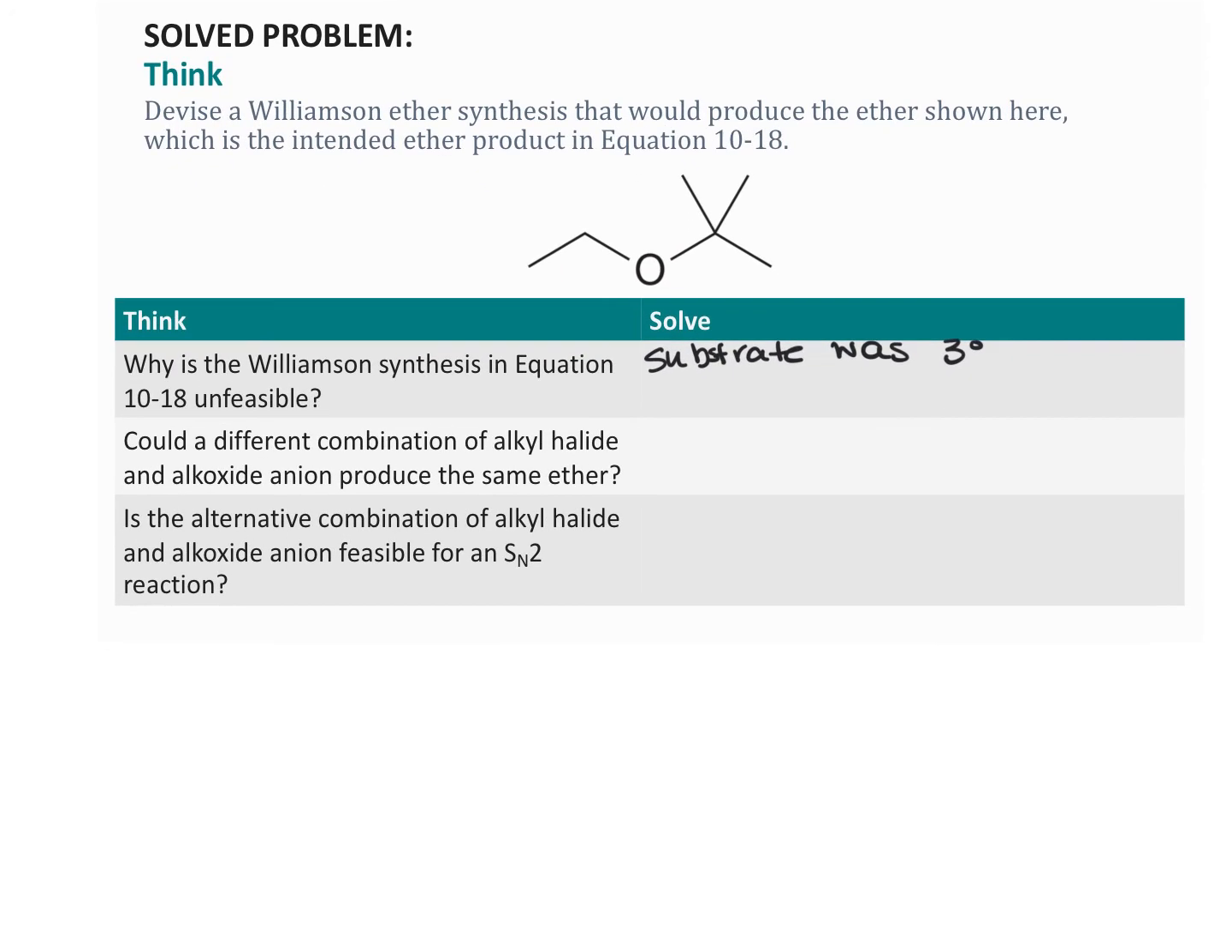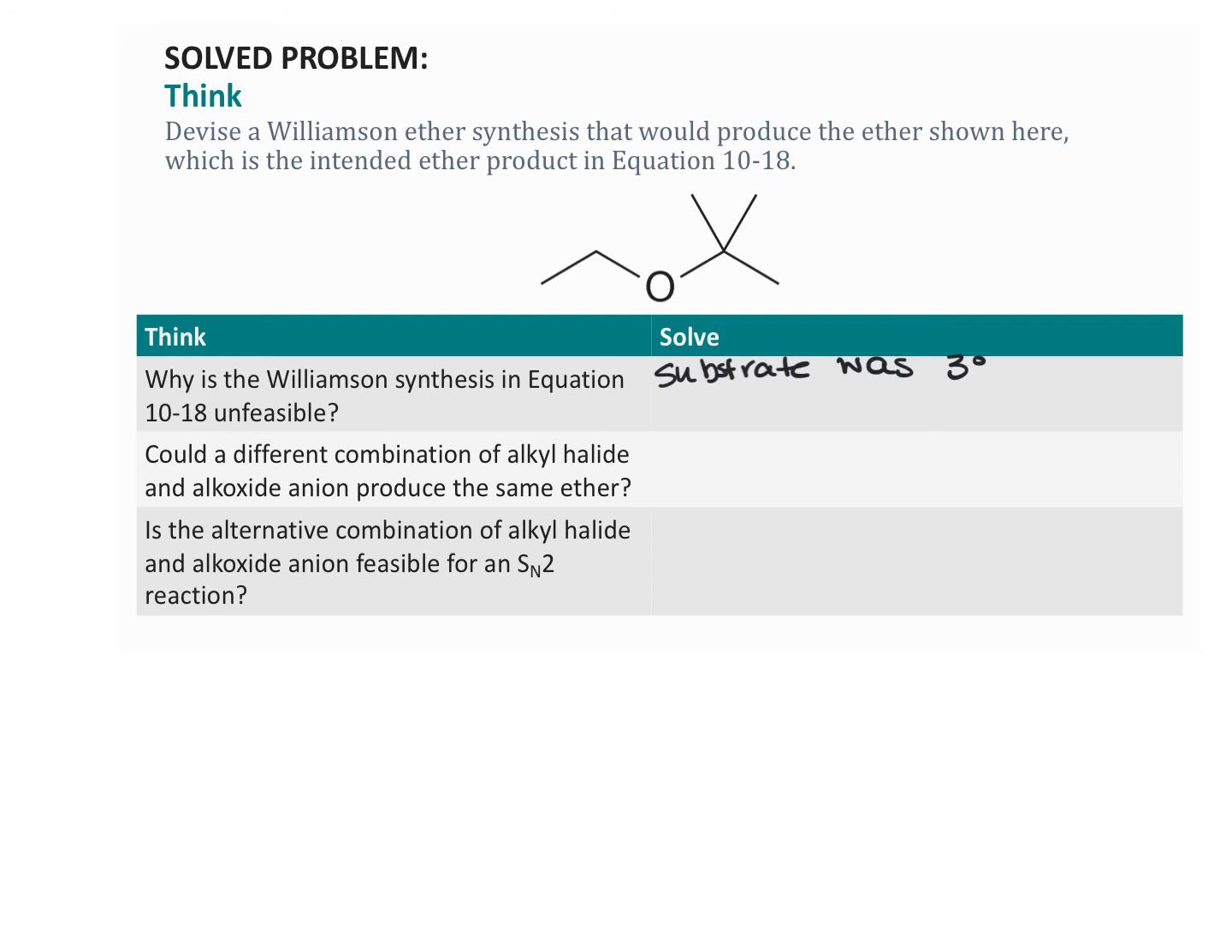And so the question that you need to ask yourself is, could there be a different combination of alkyl halide and alkoxide anion to produce the same ether? So a Williamson ether synthesis requires an alkyl halide as the substrate and an alkoxide anion as the nucleophile. And we need to put two pieces together, right? We need to put this piece together and we need to put this piece together. So the other combination that we could use would be to switch those, so that the ethyl group would be on your alkyl halide, and then the t-butyl group would be on the alkoxide.